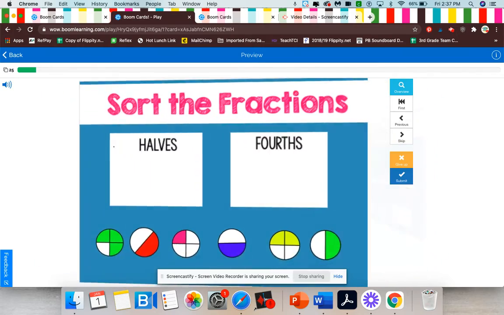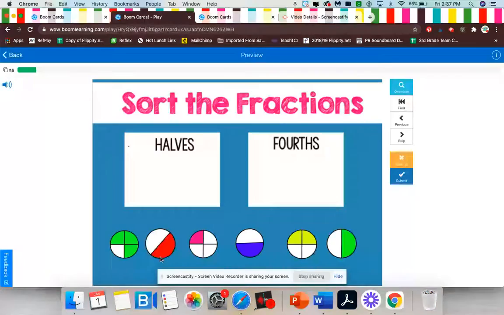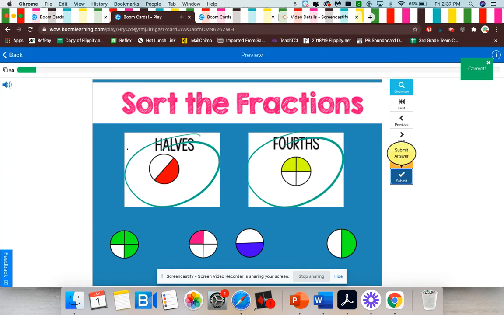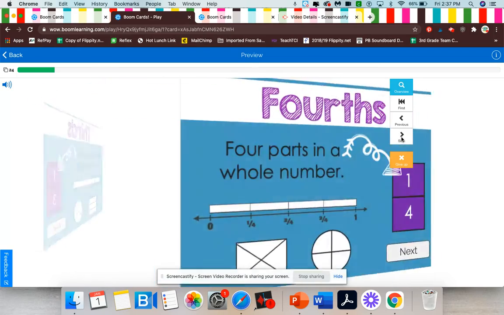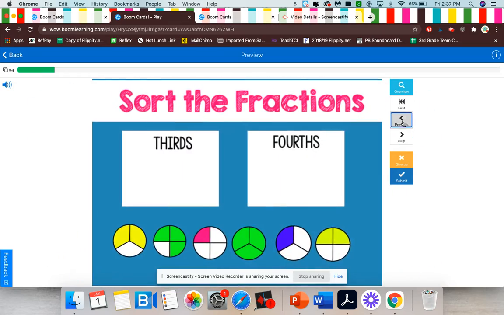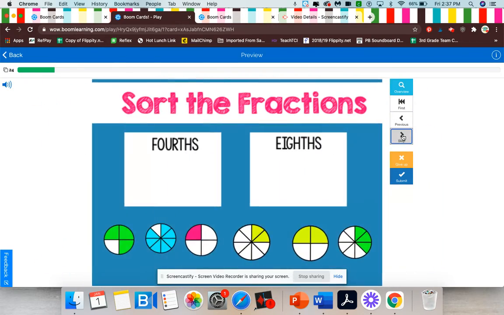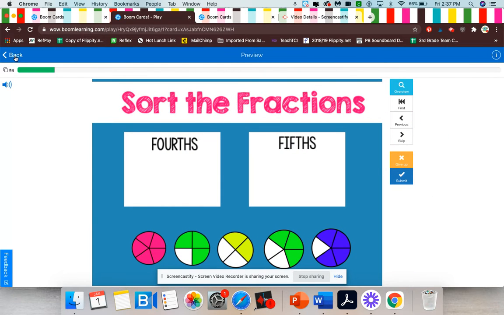Then there becomes sorts. And the sorts here are more of a drag and drop. So you would drag it in, and then submit. Yay, I got some right. And so then they go into halves and thirds and talk about the different types of vocabulary here again. And then they do some more fraction sorts with those. And just keep practicing what that means, what those represent.